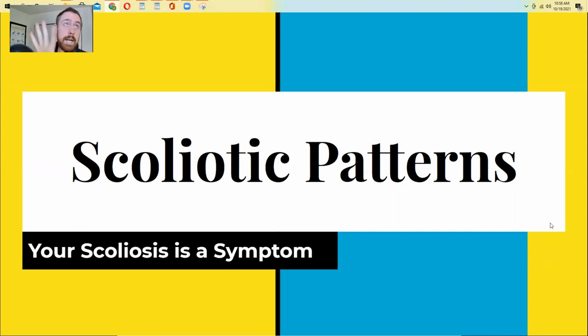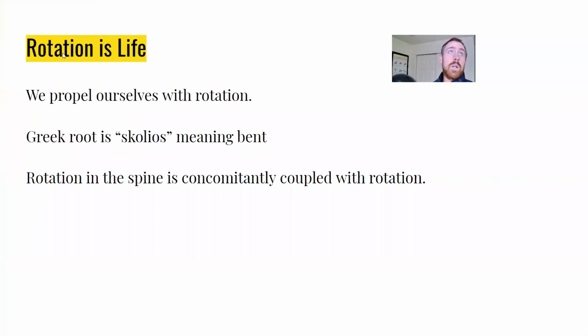So we have scoliotic patterns. Your scoliosis is a symptom. A symptom of what, you may ask? It's like, yeah, a symptom of what? Let's talk about it. So rotation is life, first of all.